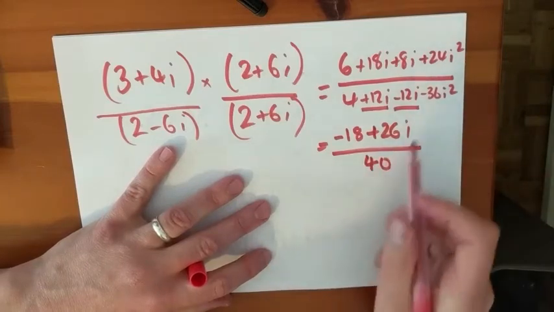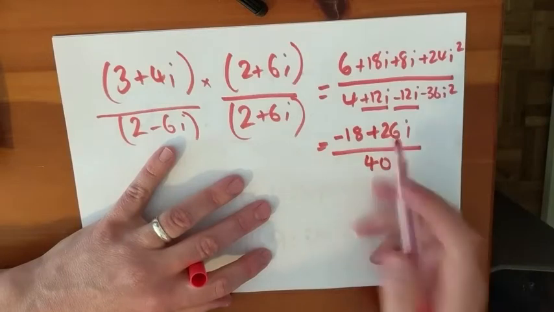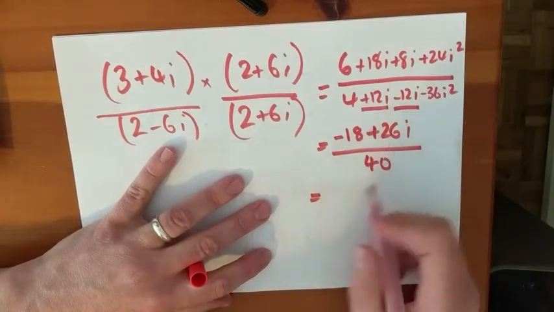And then I can just quickly tidy this up. Both of these are divided by 40. So I've got minus 18 divided by 14.